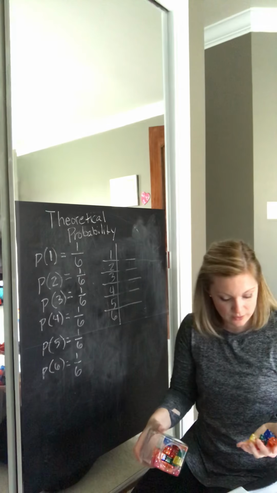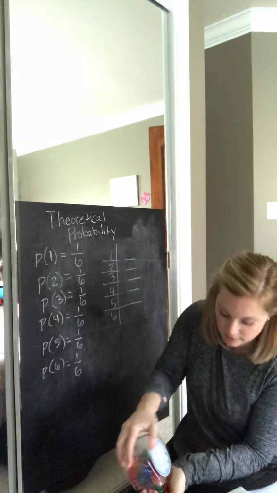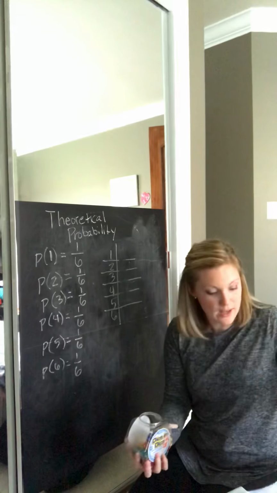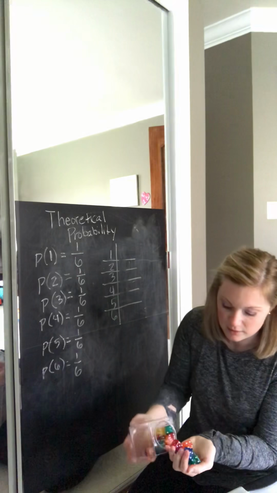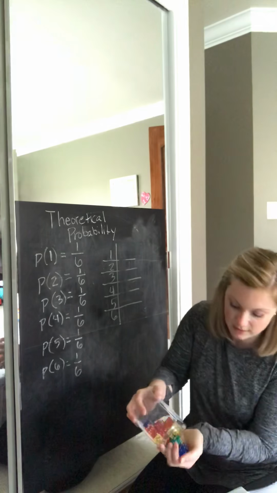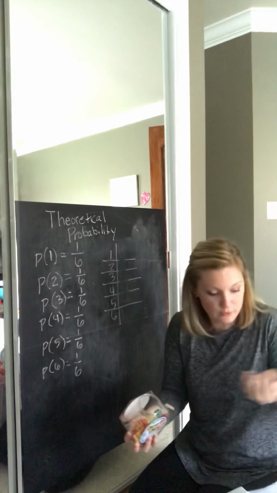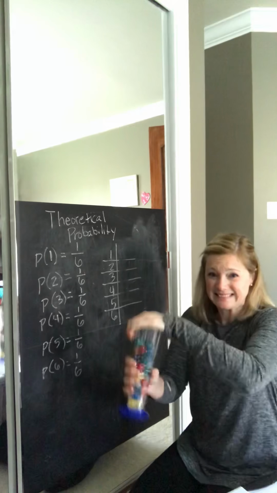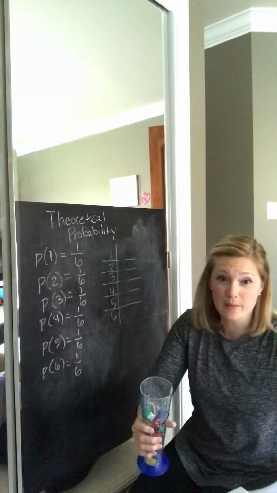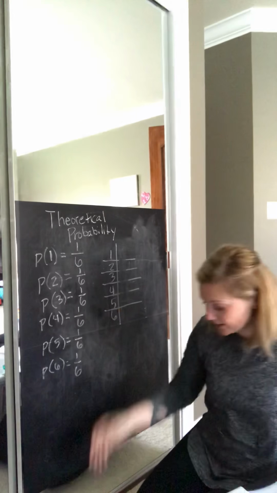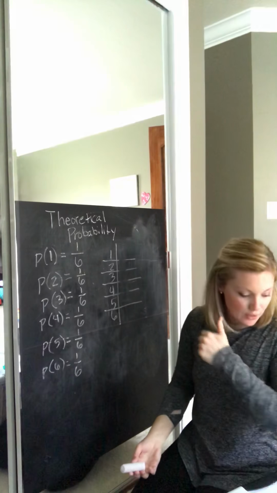So let's see, 1, 2, 3, 4, 5, 6, 7, 8, 9, 10, 11, 12, 13, 14, 15, 16, 17, 18, 19. Okay, 6 more. 1, 2, 3, 4, 5. 1 more. Okay, so, ready? I'm going to pour them out, okay? Okay, so the ones that are facing up are the ones that I'm going to call.